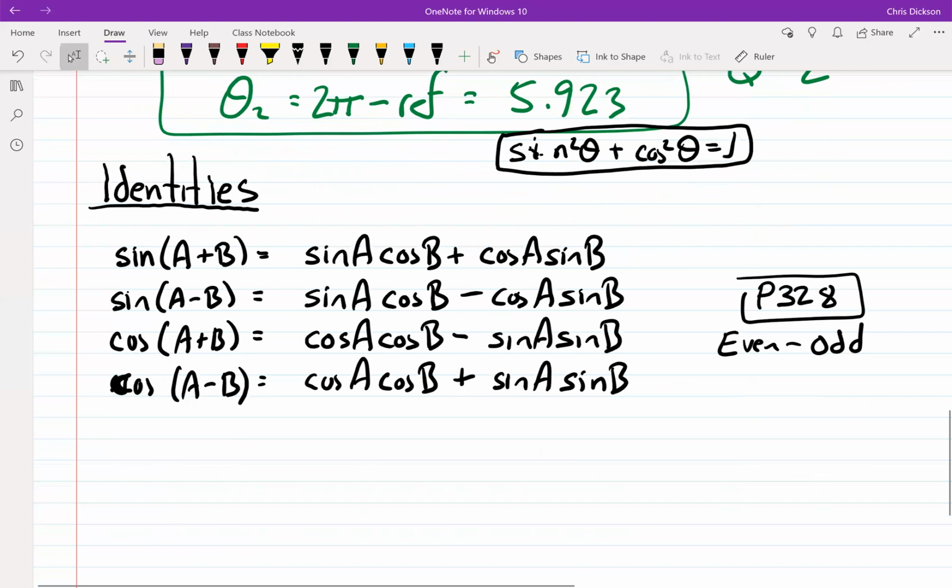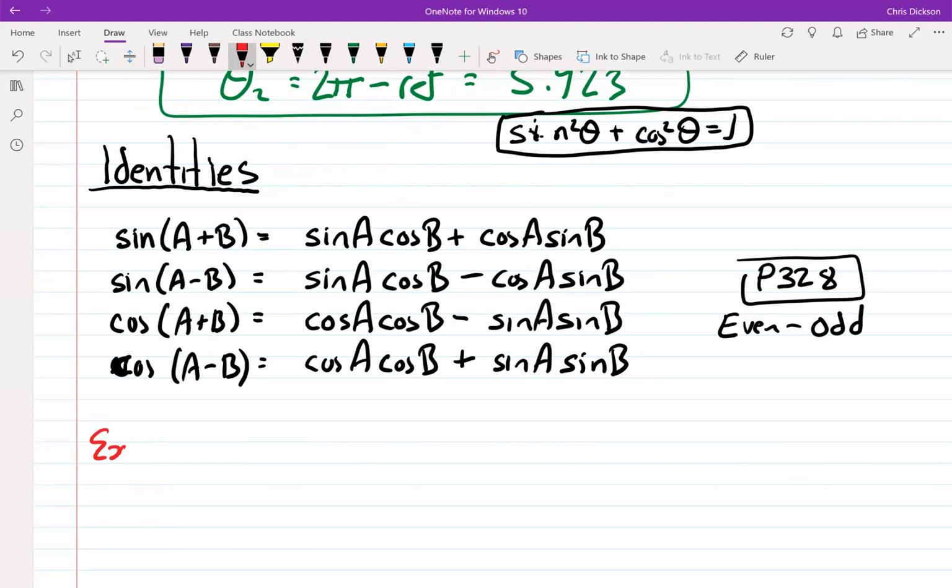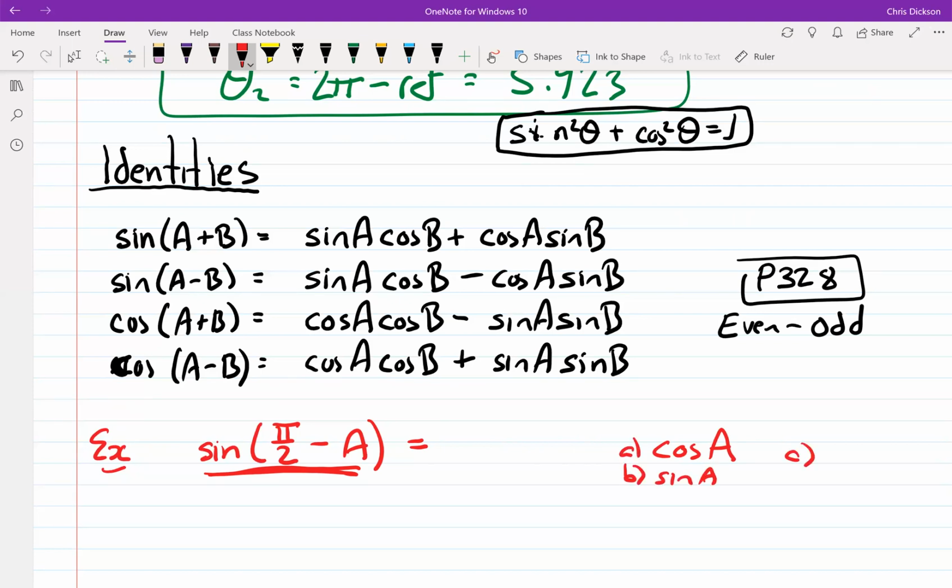I'm going to show you an example of this, just because this kind of question could appear on a test. So I might say to you, what does sine pi over 2 minus a equal? If you're looking at page 328, you're going to see that it equals cos of a. What I want you to be able to do is not memorize that, but to see how you would actually determine that it equals cos a. So in a multiple choice question, I might give you this statement, and then you might have a, b is sine a, c is tan a, and d is the log of a tree. There's usually one stupid answer on the test, right? So we have these 4 answers. The question would be, which answer is it?